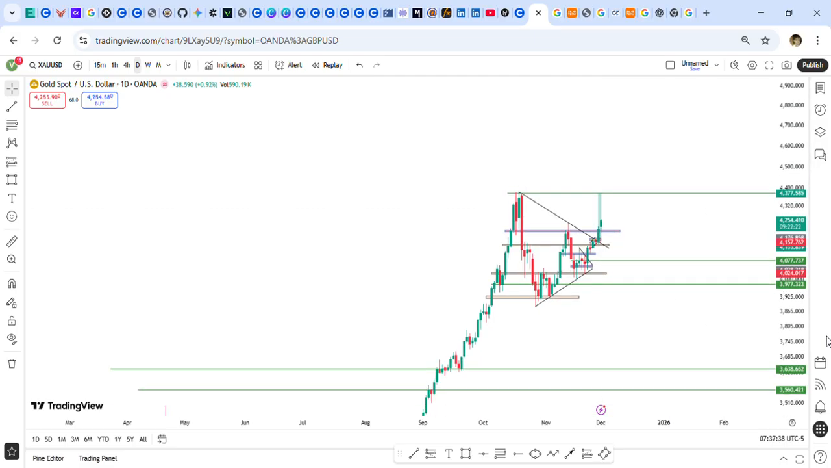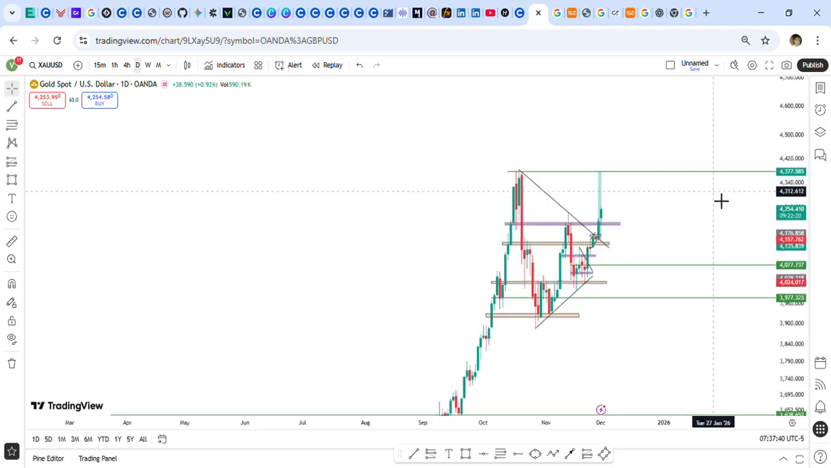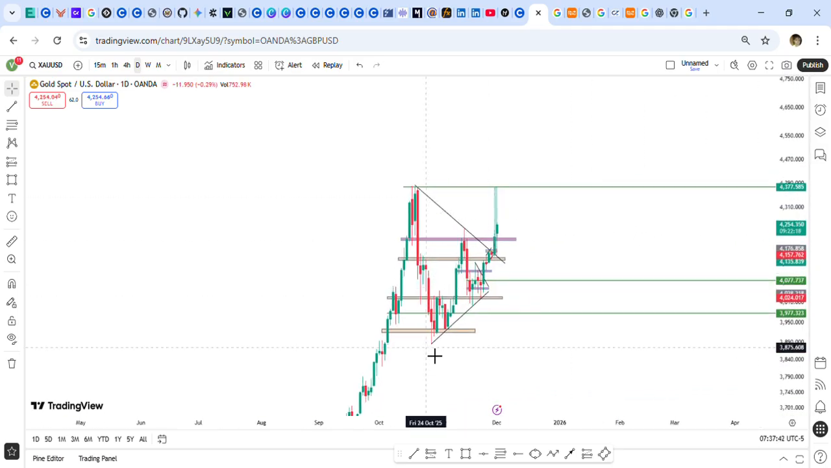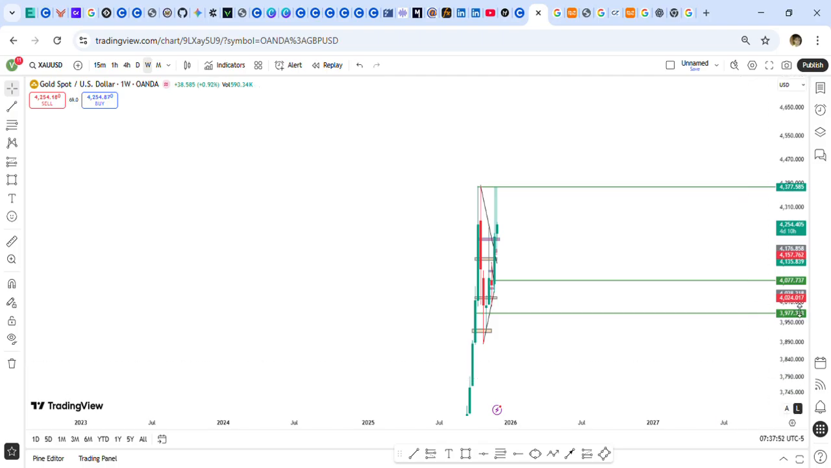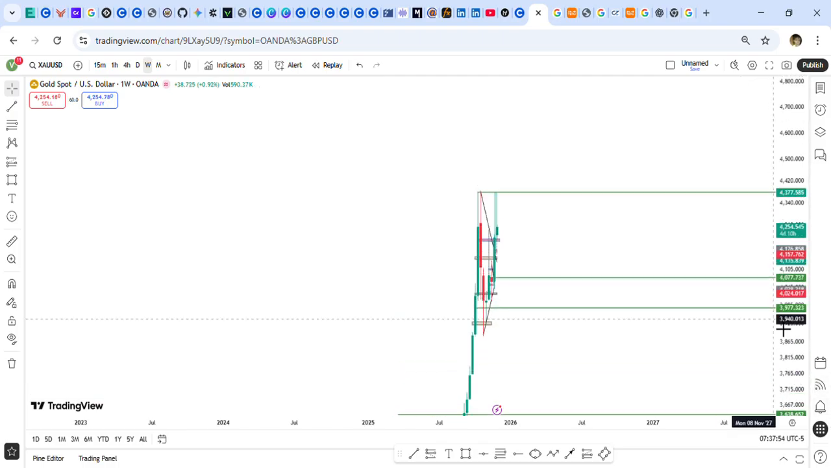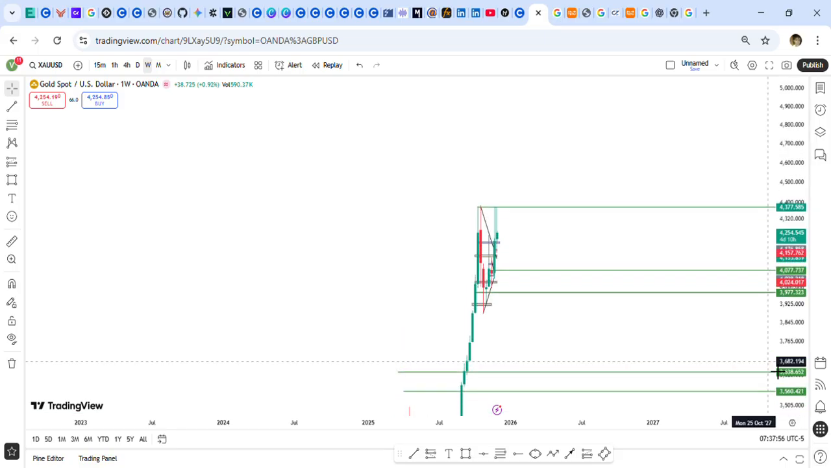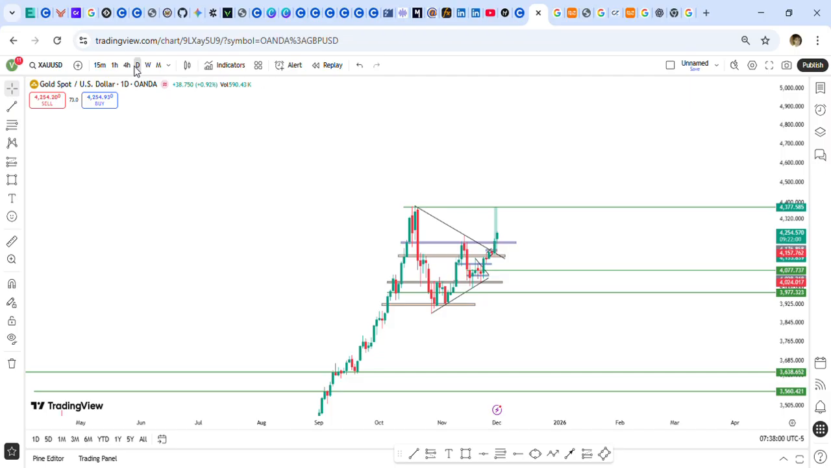For gold, the market formed a double bottom here. The market has been bullish on the daily time frame: higher high, higher low, higher high. Also, what is happening on the weekly time frame? Oh, the weekly time frame is still bullish. The weekly time frame is bullish on gold, and the daily time frame is bullish too on gold.